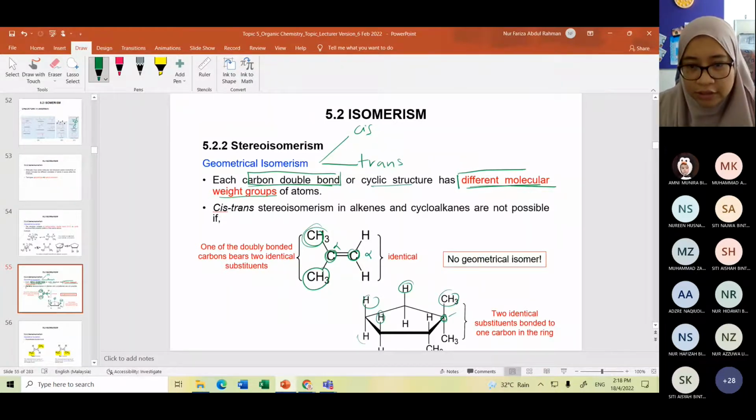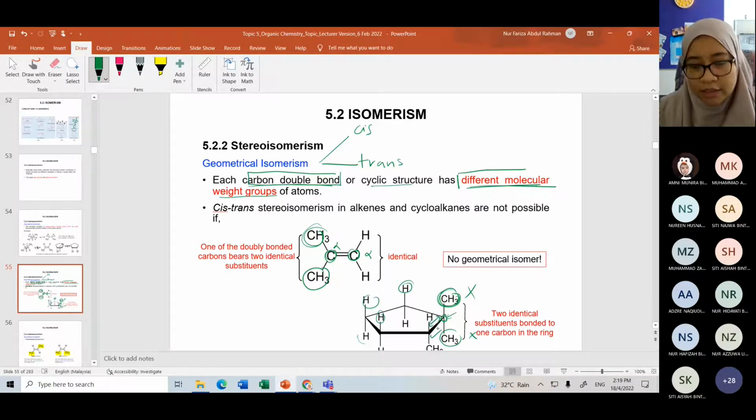So focus on this carbon, then you check on this carbon. So this carbon is bearing two methyl group, two same group, or two identical substituents. So this is also not allowed. When even one fails, it will definitely not have cis and trans. It is not that one passes and the other fails and it can still have cis and trans. It cannot. Both of them should comply with the second rule just now.